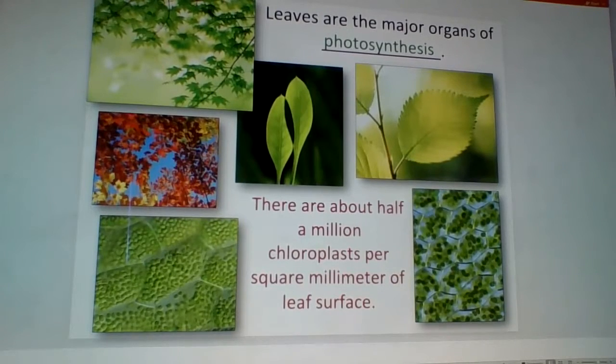Remember that leaves are the major organs of photosynthesis. None of this can happen without the special properties of the leaf. There are about 500,000 chloroplasts per square millimeter of leaf surface. So this is all happening in these little tiny factories. They're like chemical reactors that are called chloroplasts.